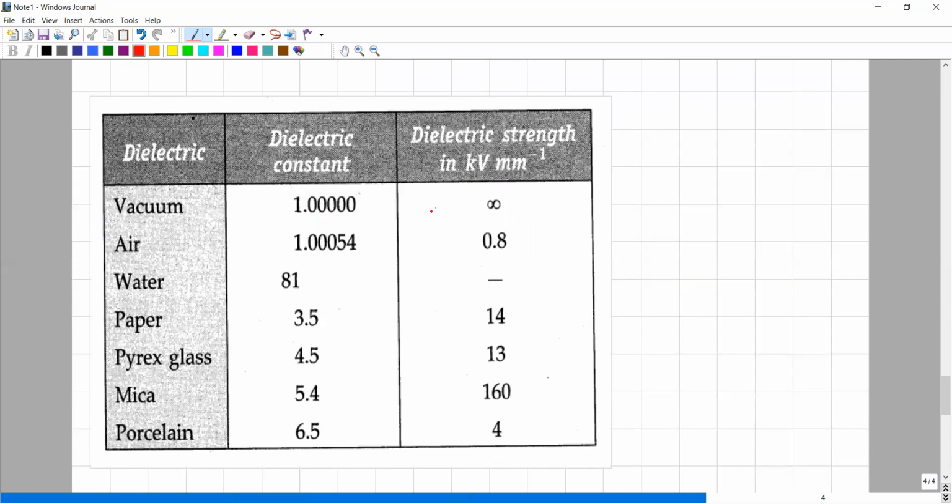But you see air, air has a dielectric constant and a dielectric strength. Water, paper, mica, every known insulator has a dielectric strength. Dielectric strength means if you give more electric field beyond that, it will break down and it will start behaving like a conductor.